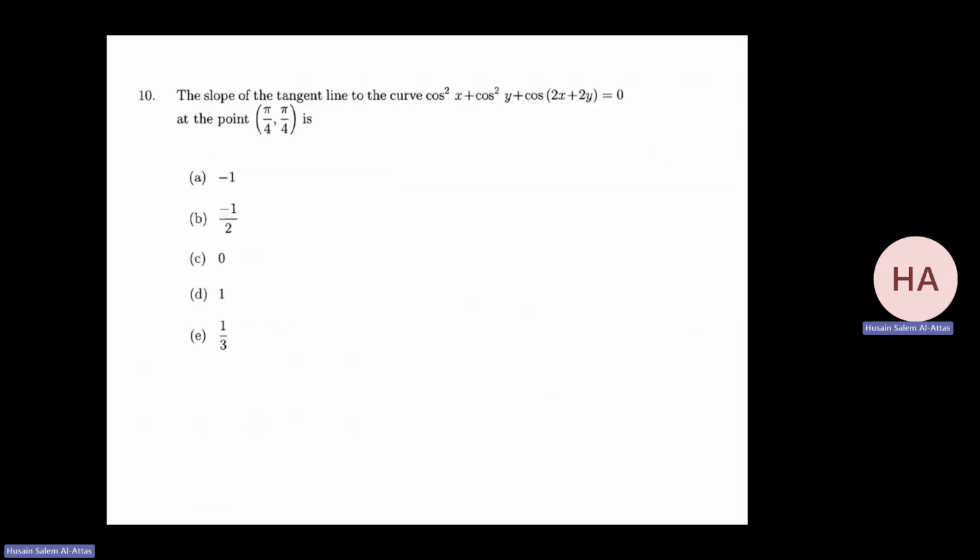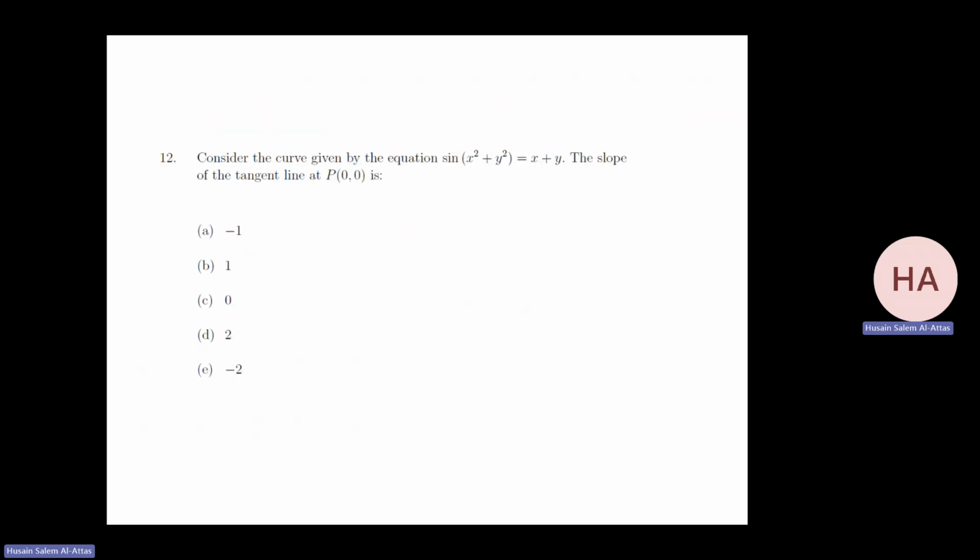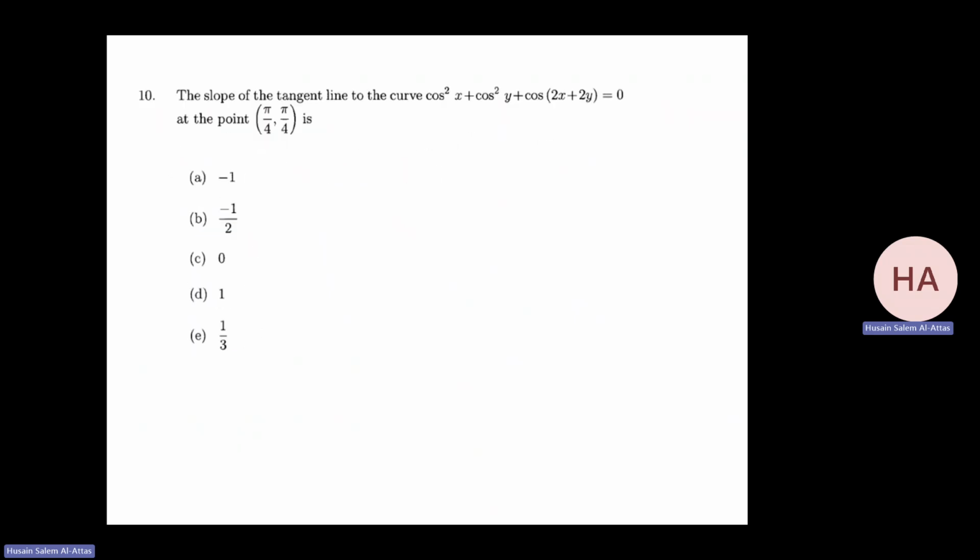Now, let me go to the old exam questions. I think we have a lot of old exam questions related to this, so let me do them. The slope of the tangent line: what I need is dy over dx at this point. So differentiate with respect to x. Let me try to do them quickly. I have cosine square x, so I have something squared. That will be 2 cosine x, derivative of cosine, which is minus sine x. Since I'm differentiating with respect to x.